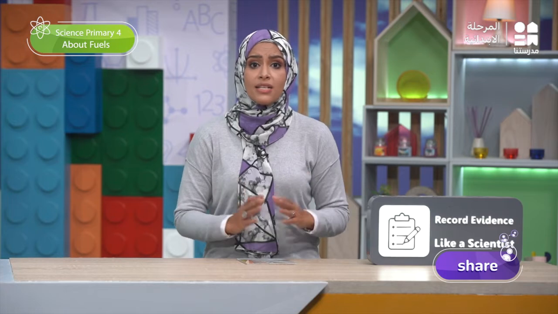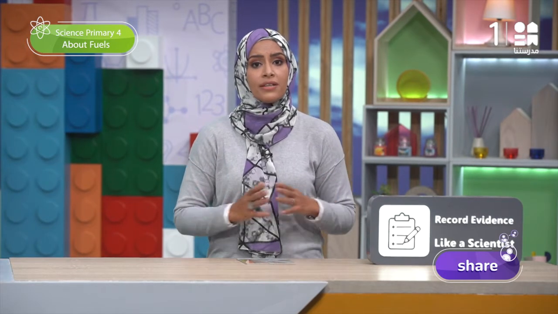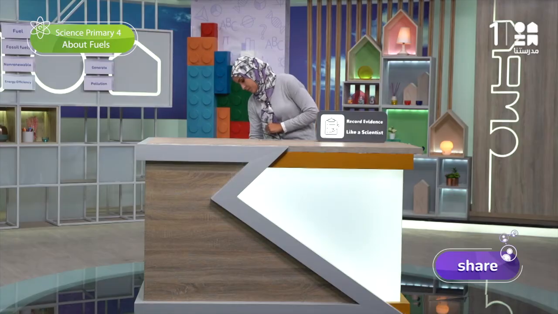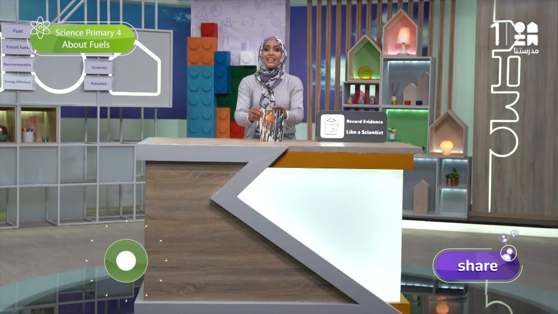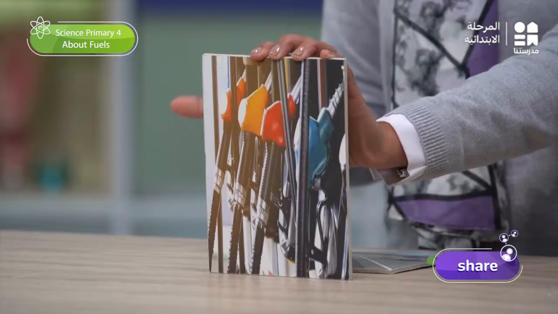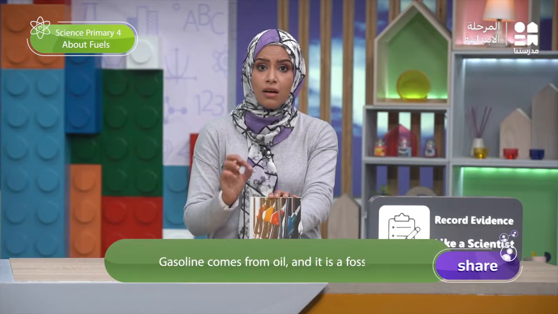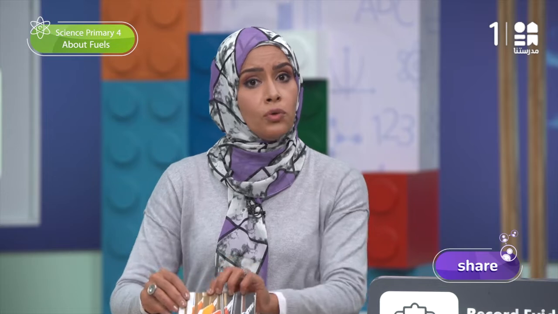I agreed with my students in class that each one of them would share an idea of what they learned, and these were the ideas we had gathered. Gasoline is the main fuel for different transportation, such as cars, trucks, and buses. Gasoline comes from oil. Also, oil is a fossil fuel. A small percentage of cars in some countries depend on solar energy for movement.